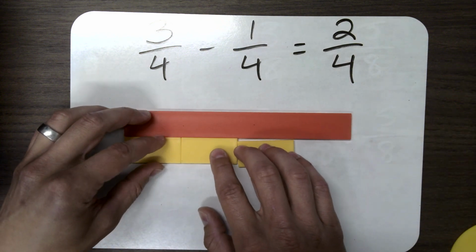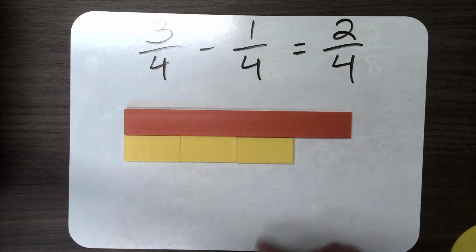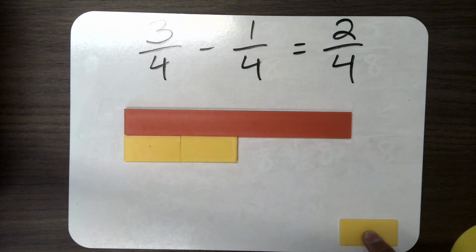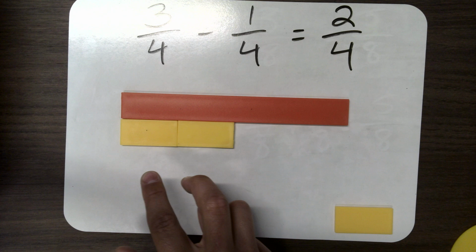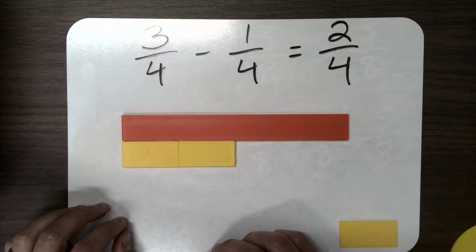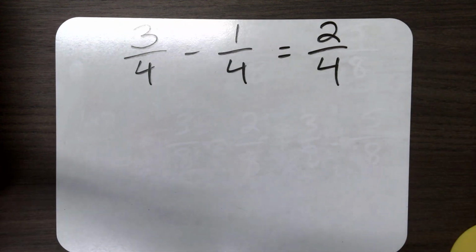Length model. Again, pretty similar. Starting with a length of 3/4, we want to take 1/4 away, so we're able to do that without changing anything. So we can take that 1/4 away, and then what we are left with is those two pieces, and they're each 1/4, so we're left with 2/4. Okay. So that's our concrete length model.